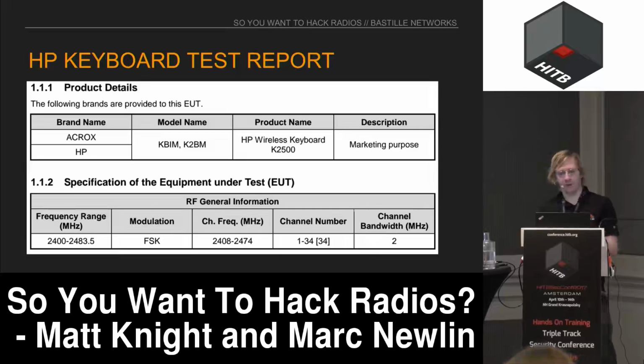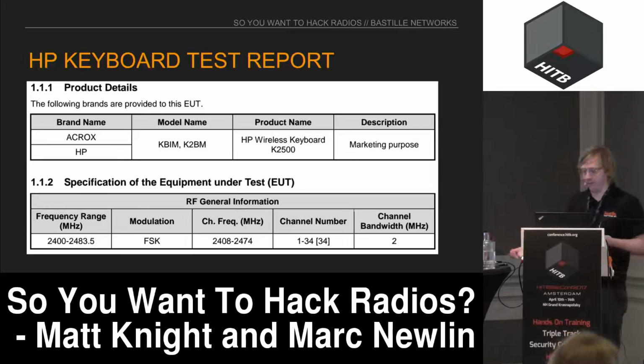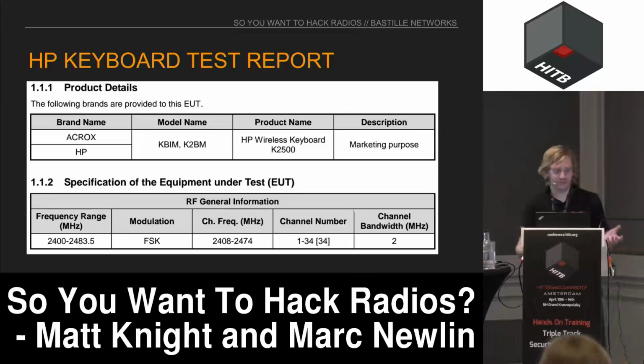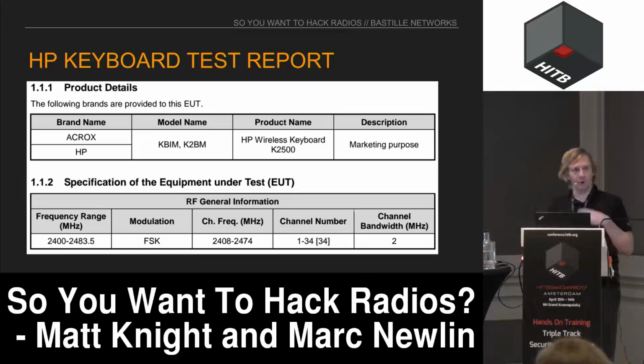So we still see FSK modulation, but this tells us a 2 megahertz channel bandwidth, which is compatible with a 1 megabit data rate, but can provide some ambiguity. But the big problem is it says 34 channels, whereas the dongle said 78 channels. But we can at least say that it's going to be a 1 megabit data rate, it's going to be in the 2.4 ISM band, and it's going to be FSK modulation.